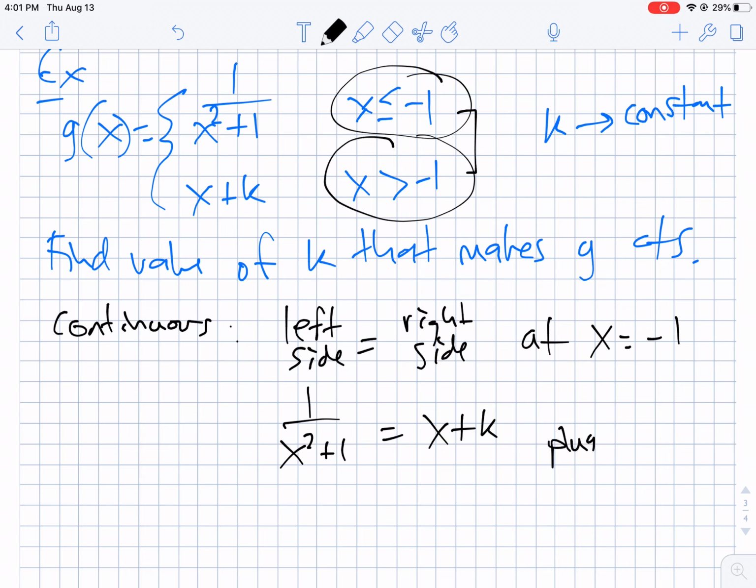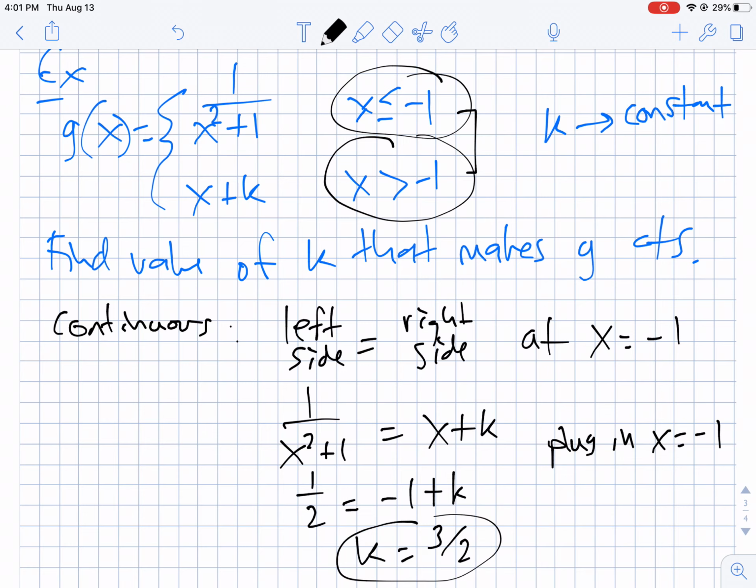So I'm going to plug in x equals -1. -1 squared, so that's 1/2 equals -1 plus k. So I'm going to get a k value of 3/2. Okay, so that's the answer. That's the k value that makes this continuous.